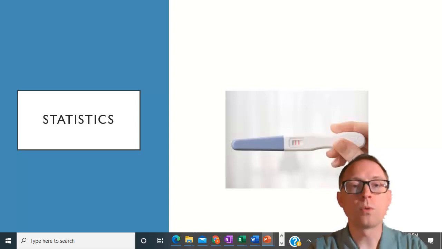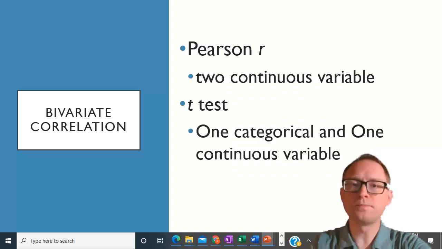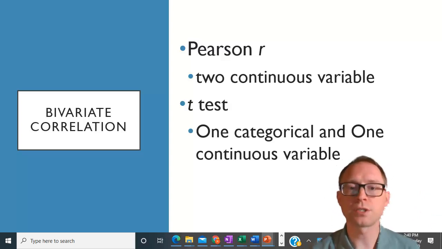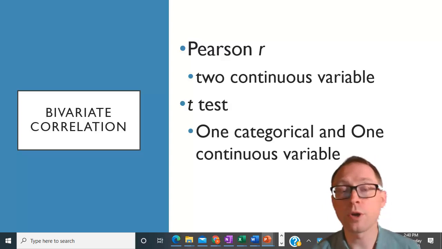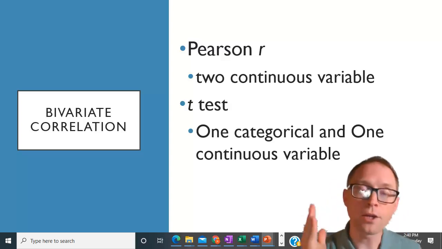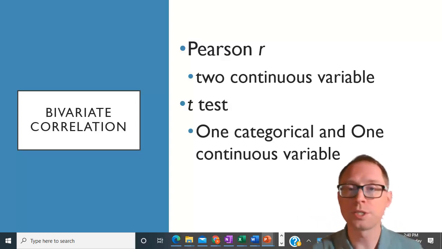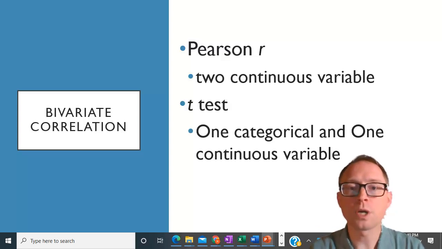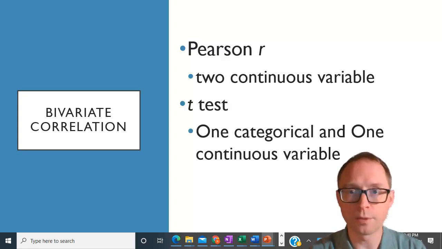All right. So when we're talking about bivariate correlation, we're going to talk about two different statistical tests that you would use. And the reason why it's so important to know whether or not you have categorical or continuous data is exactly for this reason. You cannot use a Pearson's R when you should be using a t-test. And you can't use a t-test when you should be doing a Pearson's R. Technically, there are ways you could, but that's not the point. All right, so we use a Pearson's R when we're talking about two continuous variables.